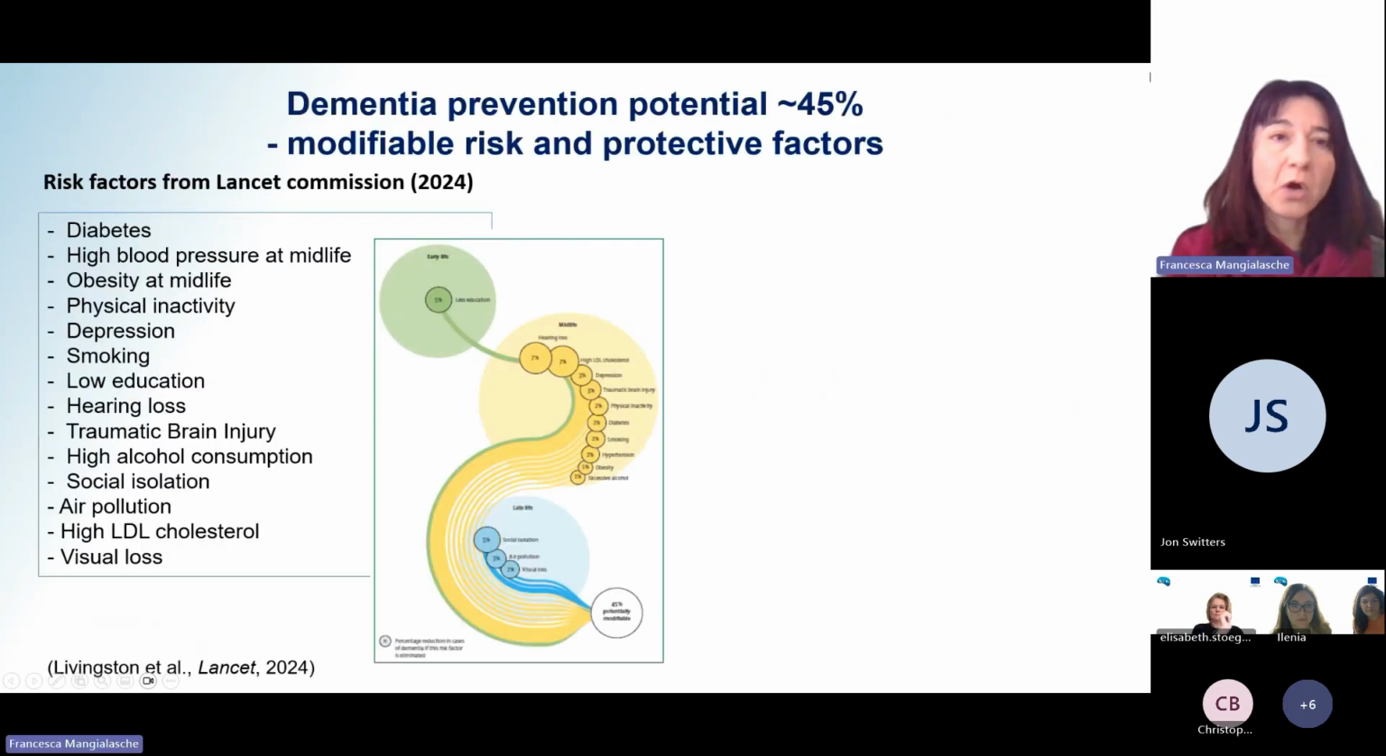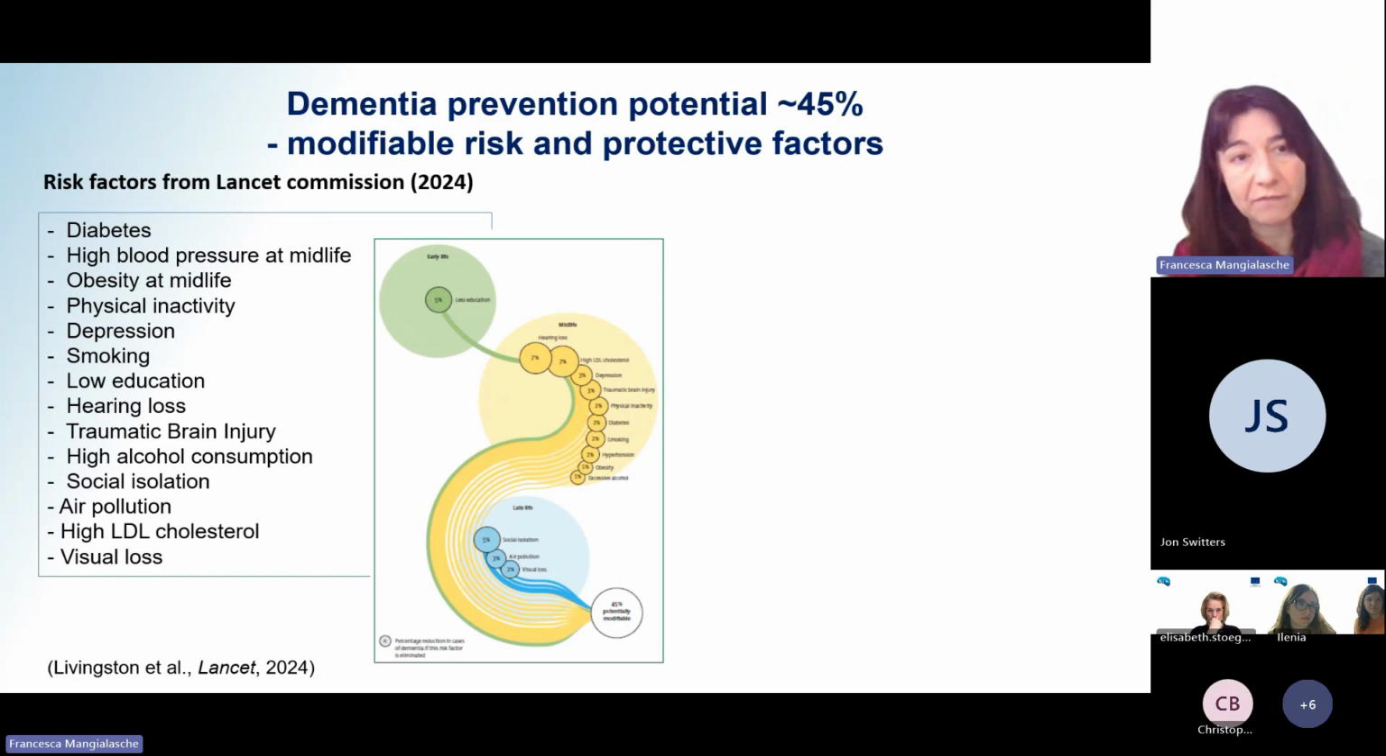The risk reduction of dementia comes from evidence from different scientific studies that shows that across the life course of a person, multiple factors can affect the risk of late life cognitive impairment and dementia. The figure that you see here is the Lancet Commission on Dementia Prevention and Care 2024. This commission has identified 14 factors that overall are estimated to contribute to 45% of dementia cases worldwide.